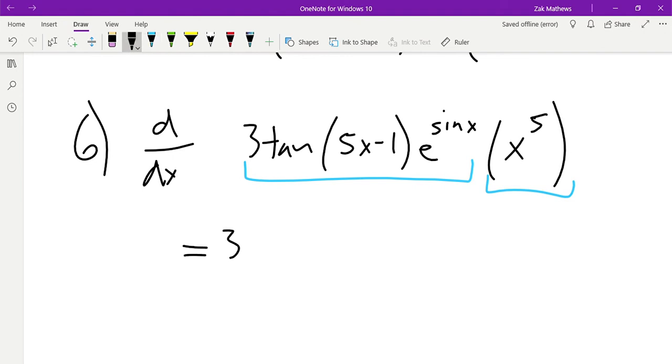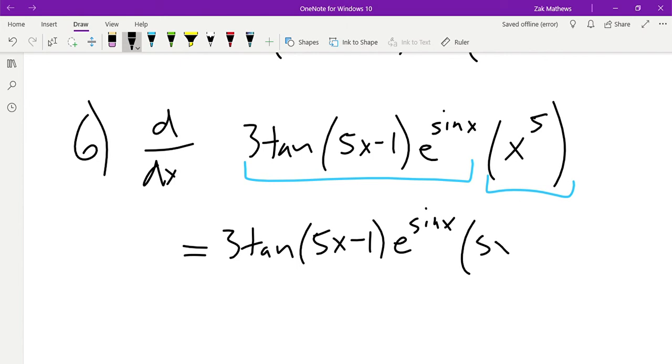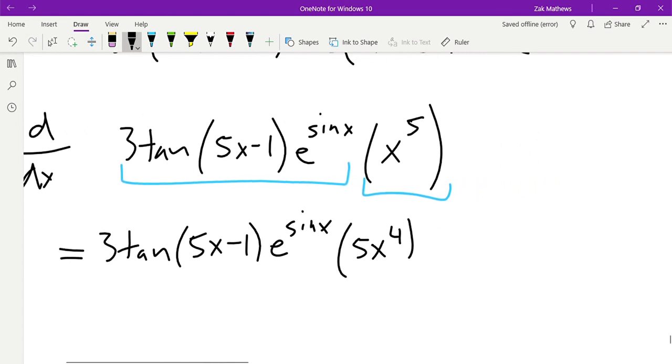So I'm going to apply my product rule, and my product rule says we take the first one and we leave it alone. So the first blue bracket here, the 3 tangent of 5x minus 1 times e to the sine x. I haven't changed anything there, but I'm going to take the derivative of x to the 5th, and that would be 5x to the 4th. That was very easy. Then I'm going to add to it. Now I'm going to leave the second product, but I'm going to take the derivative of the first.